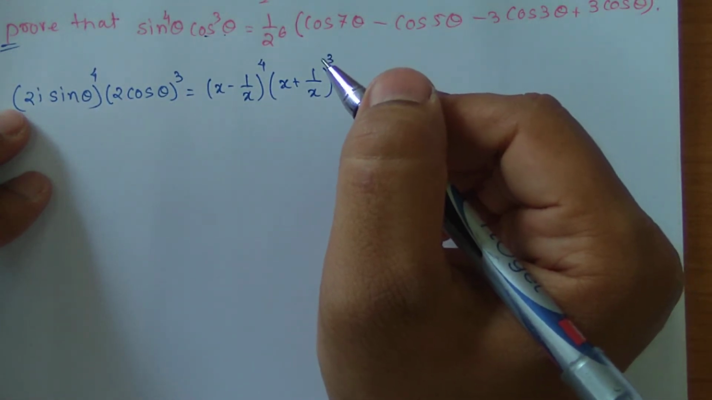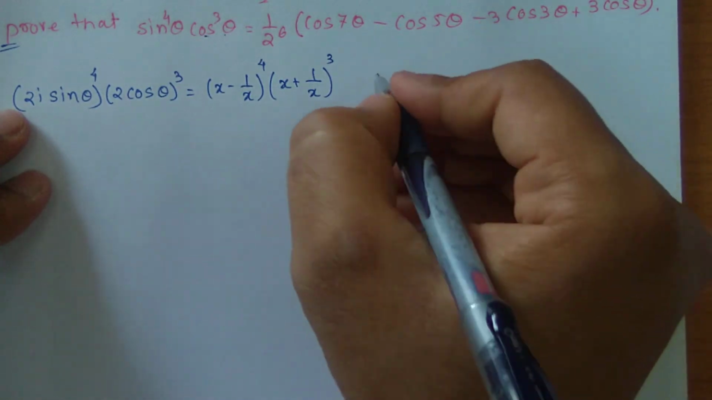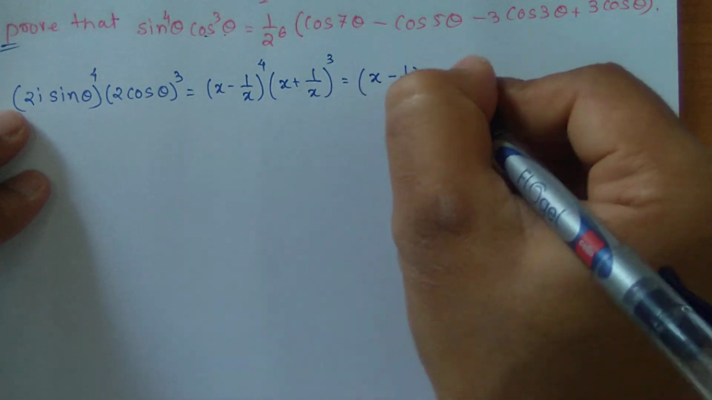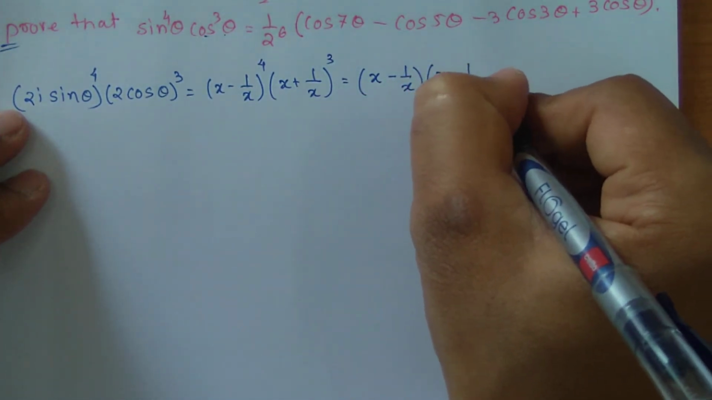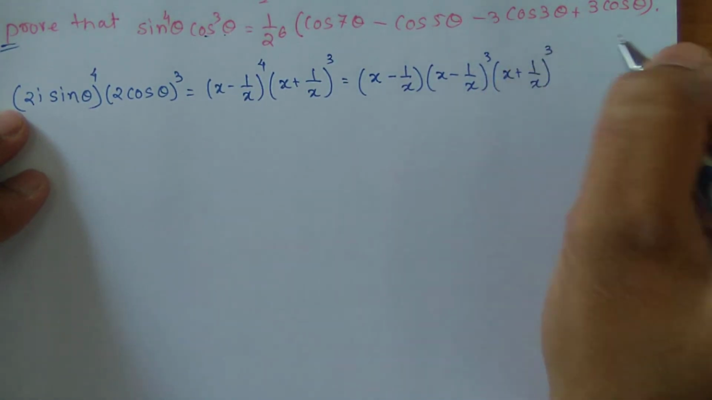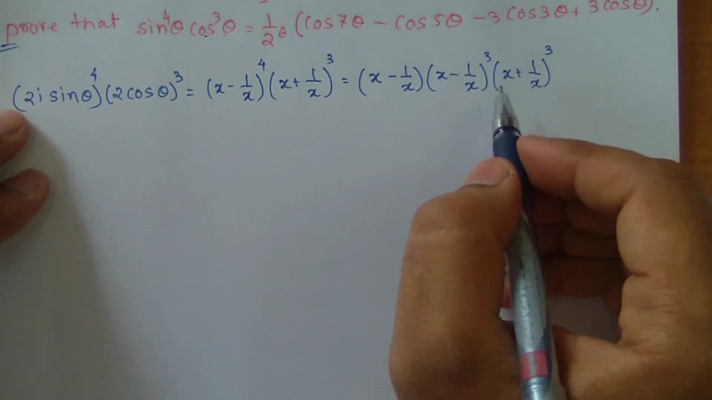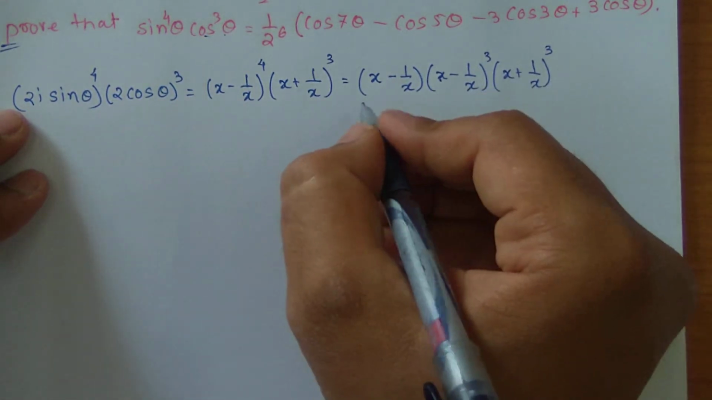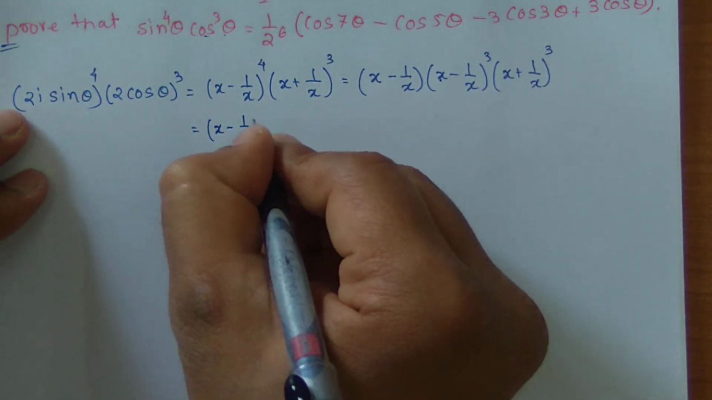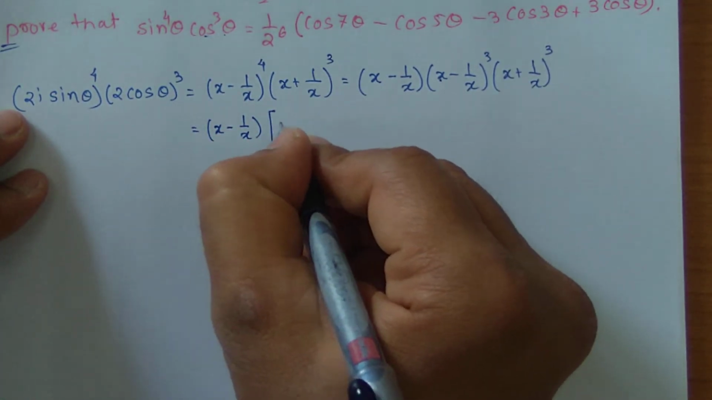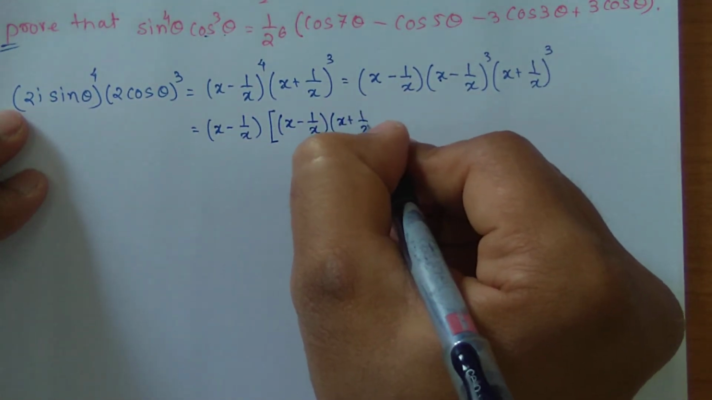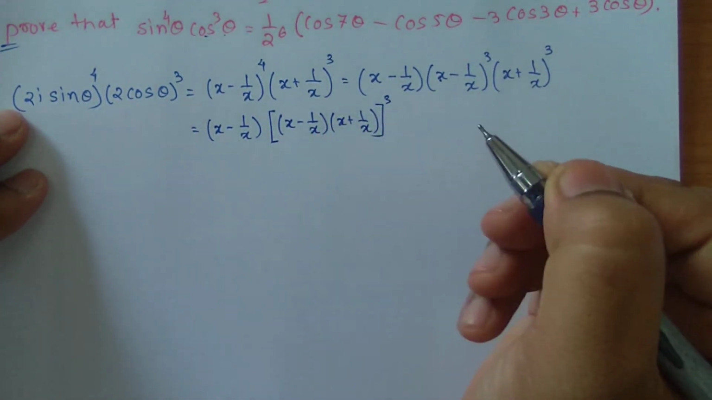Is this okay? Fine. Now what we are doing is writing this term in the simplest way. This is (x - 1/x) into (x - 1/x)^3 into (x + 1/x)^3. So this is something like a minus b and a plus b. Hence, for the adjustment, we write (x - 1/x) into the bracket (x - 1/x) into (x + 1/x), whole cube.